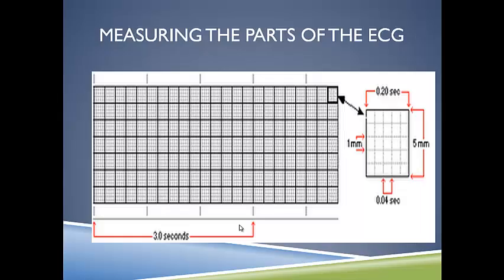I already touched on this a little bit. Each of these blocks highlighted over here, this is considered a big block, and from left to right, it's 0.20 seconds. Within this big block are these 5 tiny little blocks. One of these blocks is 0.04 seconds. This is how we measure our intervals.